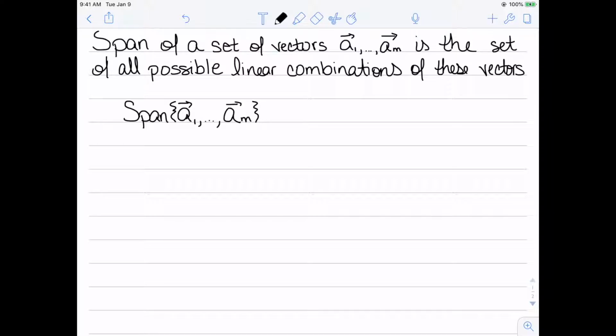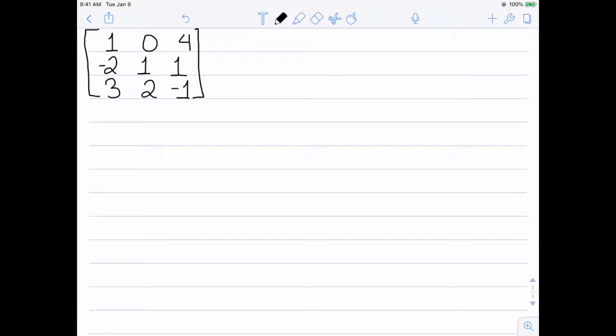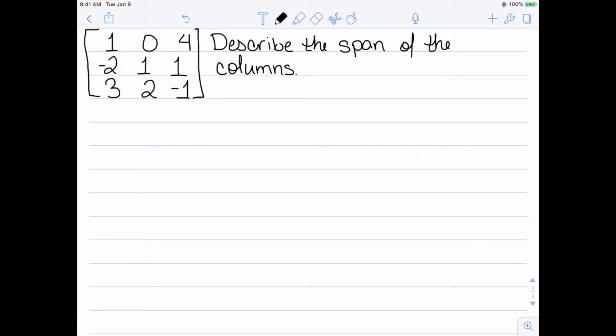So a linear combination is just a single vector that's written using a combination of scalar multiplication and addition. The span is all of these possible linear combinations. So here I have a matrix, and I want to actually describe the span of the columns of this matrix. So let's look at how to do this.